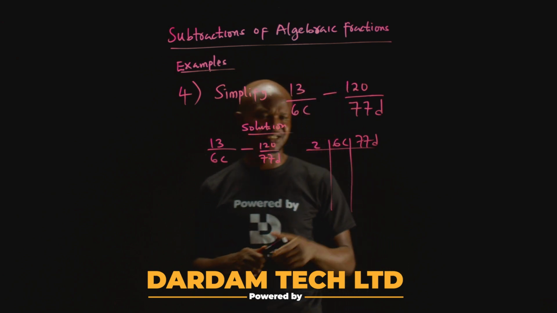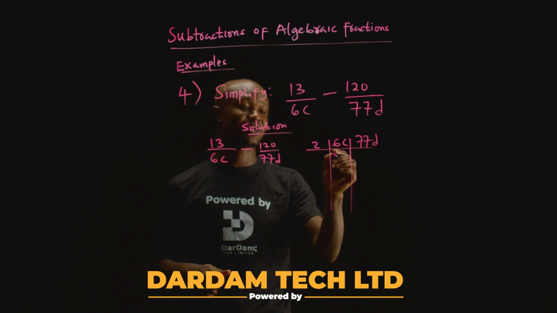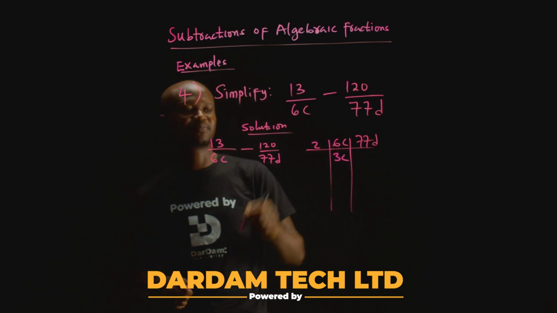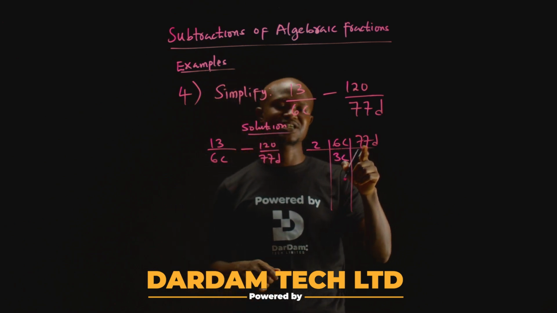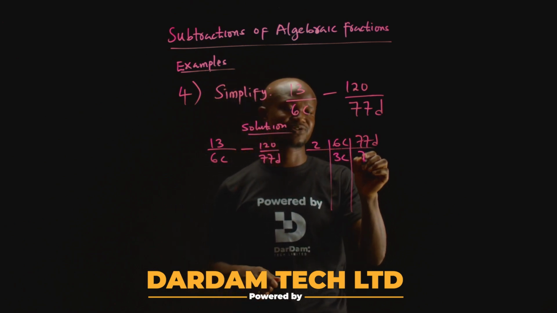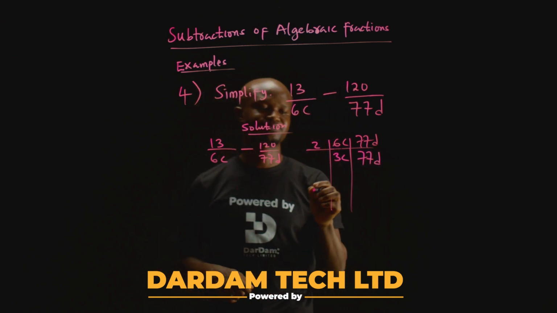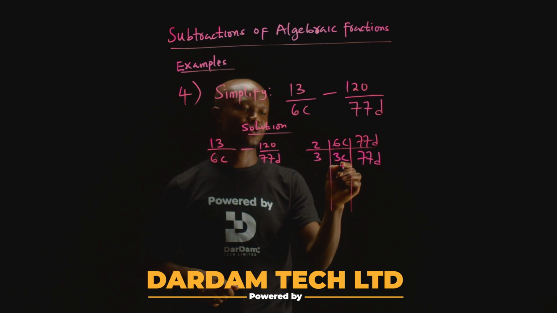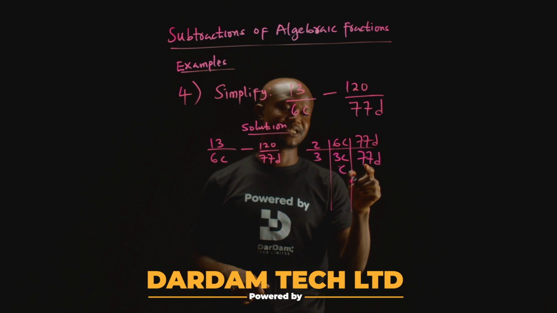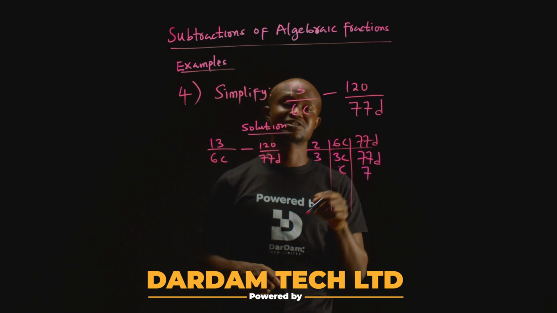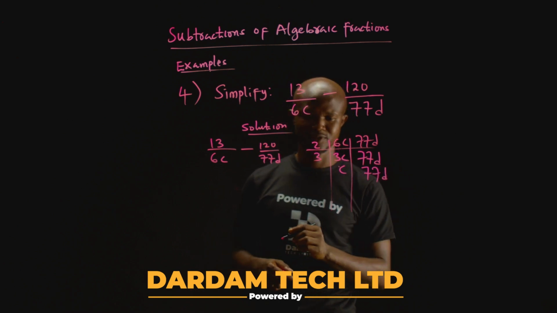So in this case, let's start with 6c. The number that we divide 6 by is 2. Now we have 3c. 6 divided by 2 is 3. Now 77 is not a multiple of 2, so we still write 77d. Now let's use 3. 3c divided by 3, we have c. Then 3 is not a factor of 77, so we still write 77d.